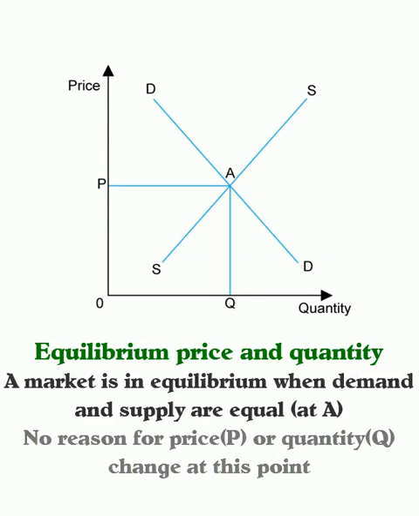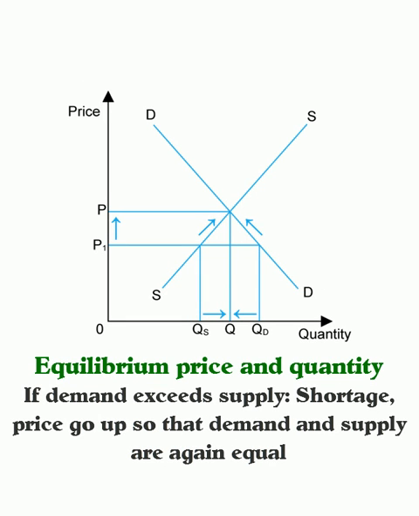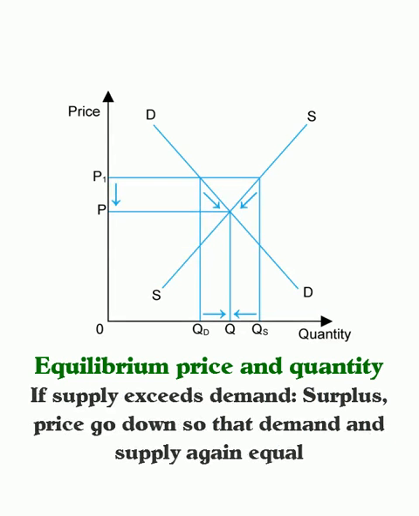Equilibrium price and quantity. A market is in equilibrium when demand and supply are equal, at A. No reason for price, P, or quantity, Q, to change at this point. If demand exceeds supply, there is a shortage and price goes up so that demand and supply are again equal. If supply exceeds demand, there is a surplus and price goes down so that demand and supply are again equal.